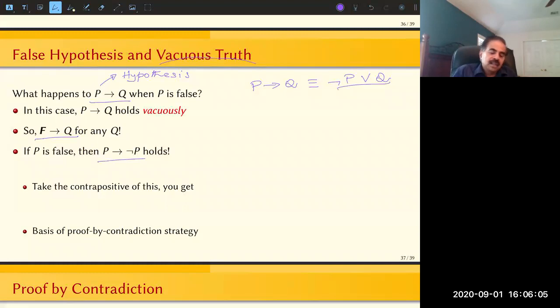Which means that something that looks kind of silly, such as P implies not P, says that if P is true, then P must be false. Those types of nonsensical implications are still valid if P happens to be false, because if P is false, this whole thing becomes true regardless of what the right-hand side evaluates to. Whether it is true or false on the right-hand side, it really does not matter.